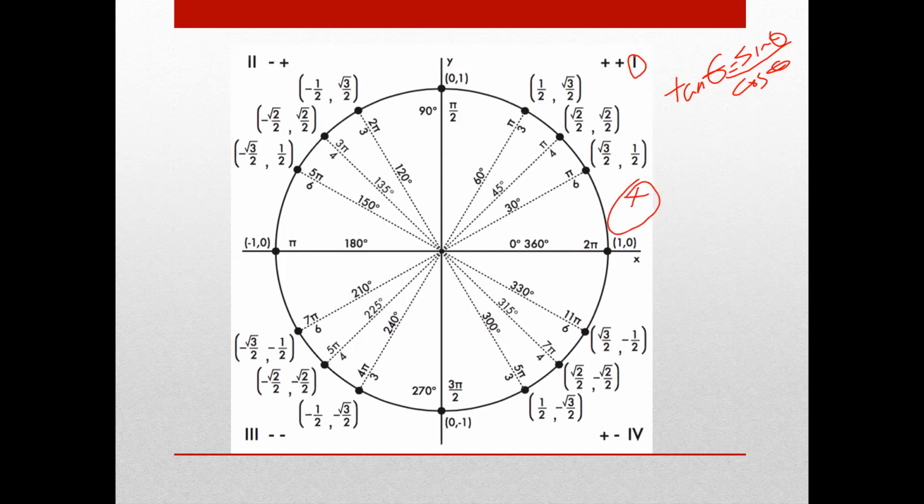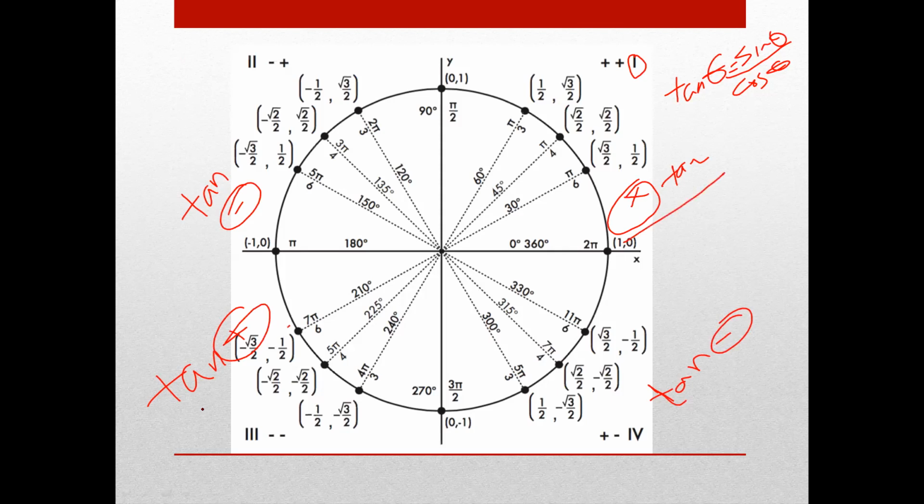What about here? It is negative over positive. So the tan here is negative. Here, both of them are negative. Negative over negative is positive. So in quadrant 3, the tan is positive, and the last one, the tan is negative. So in quadrant 1 and in quadrant 3, the tan is positive. Okay.